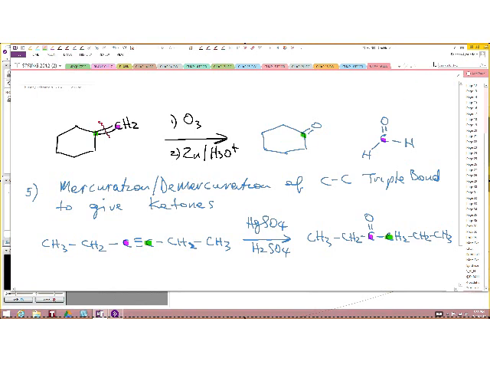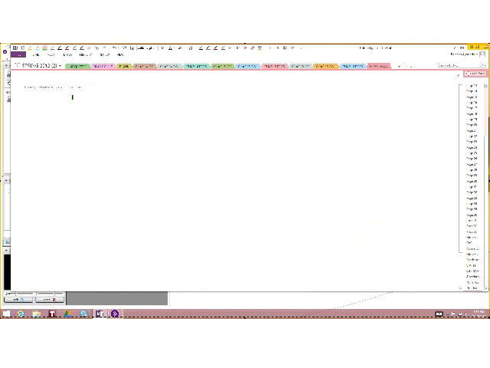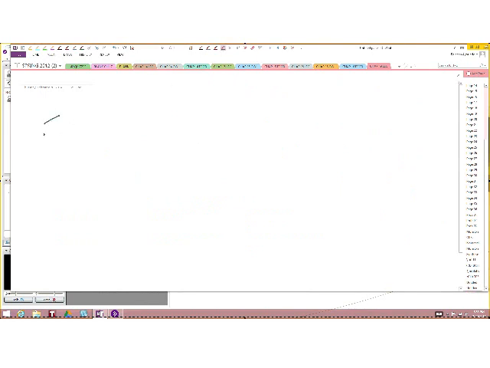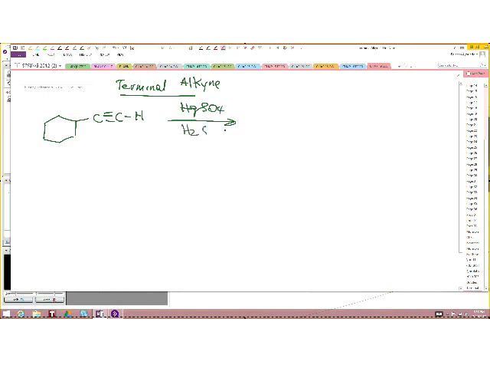Now, still on number 5, if you have a terminal alkyne, in other words, a carbon-carbon triple bond at the end of the carbon chain, and you use the same reagent, mercury sulfate in the presence of sulfuric acid, in this case, you are going to get a methyl ketone. You are going to get a methyl ketone.